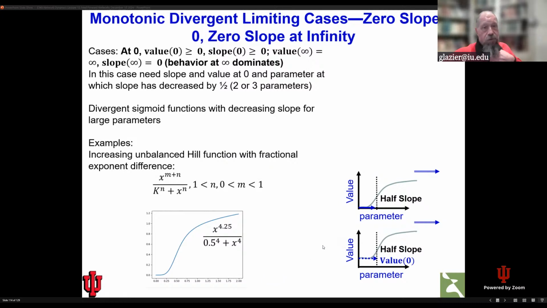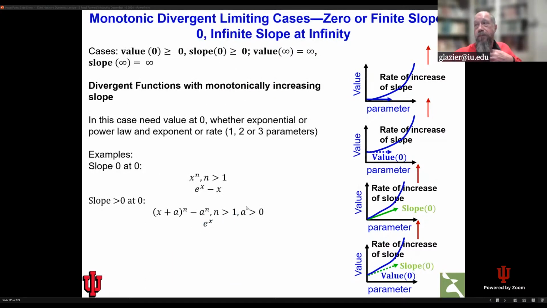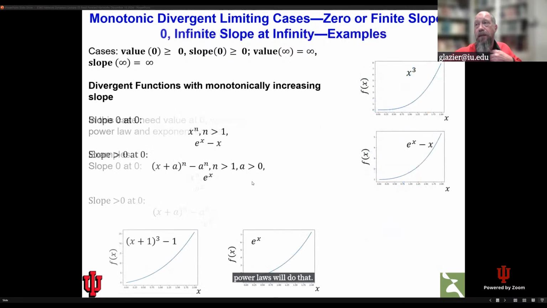There's another one that we haven't looked at, which was a zero value, zero slope at zero, infinite value and increasing slope at infinity. That's what's called an unbalanced Hill function. One can build those as well. And again, zero or finite value, zero slope at zero, infinite value, infinite slope at infinity: power laws will do that.